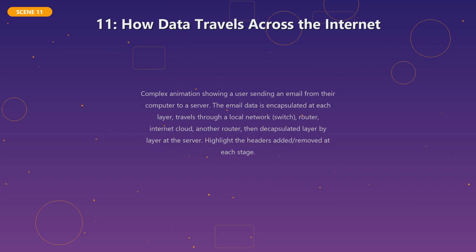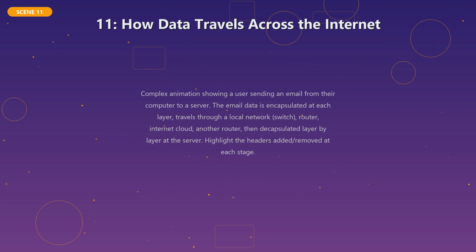These frames are now ready for physical transmission. 5. Physical layer, laptop. Finally, the frames are converted into electrical signals, light pulses, or radio waves, and sent out through your laptop's Wi-Fi card or Ethernet cable. The signals travel through your local network.